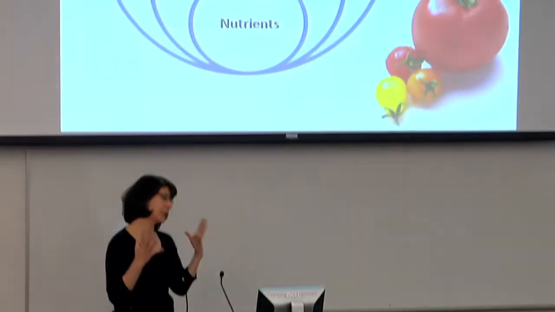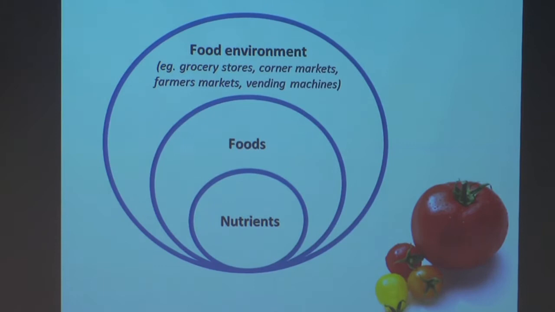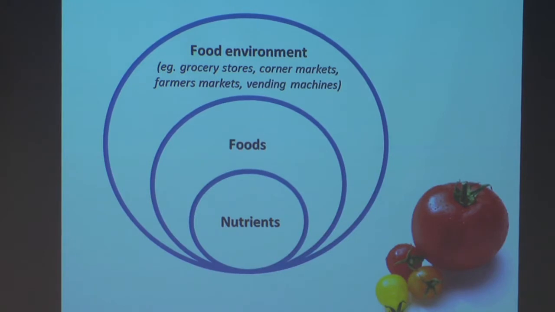To that point, I like to use this Venn diagram to think about how nutrition fits into the bigger picture of everything that we're going to be talking about this semester in this course. Nutrients are a component of food, but they are not the entirety of food. They're, as I said, cultural, political, economic, social aspects of foods.